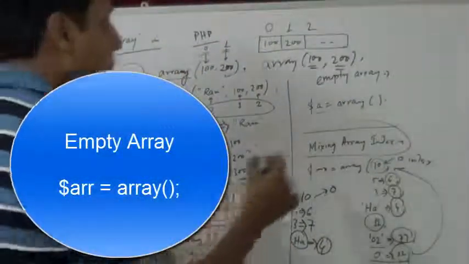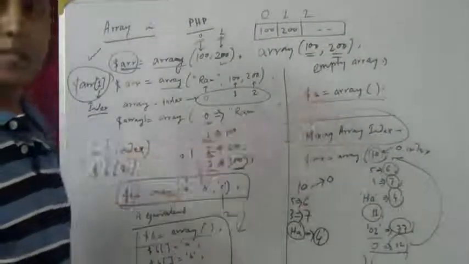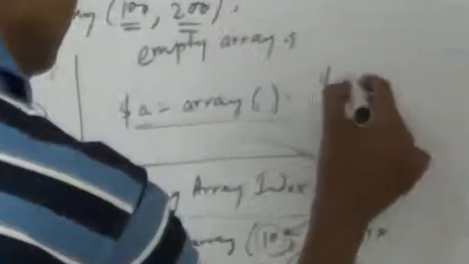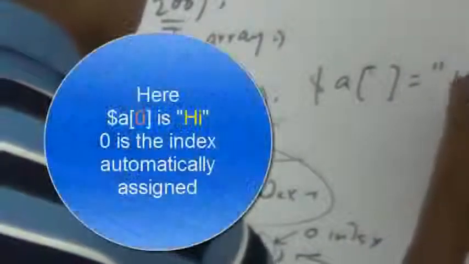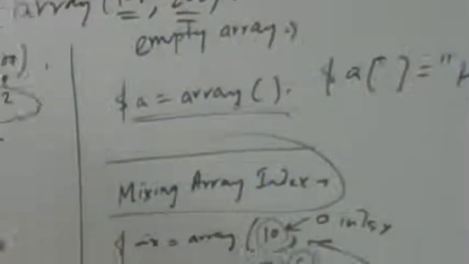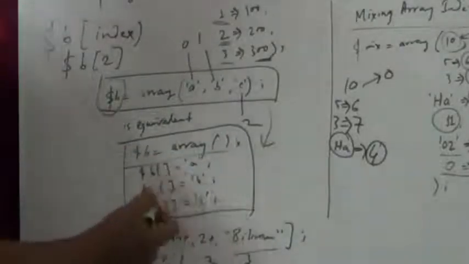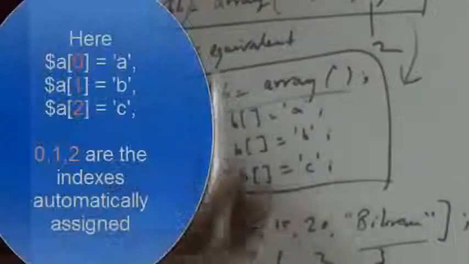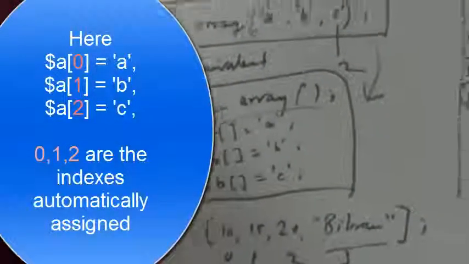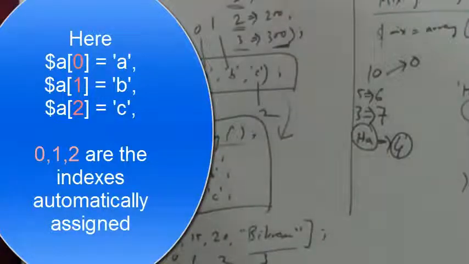You can declare an empty array this way. There is no element in this array, a blank array. Also you can declare an empty array, then just write $A[] = 'A'. This will be the first element in this array, which is shown here. Here I have declared an empty array. Then the first element is assigned the character A, second element character B, third element character C. But firstly I have declared an empty array.